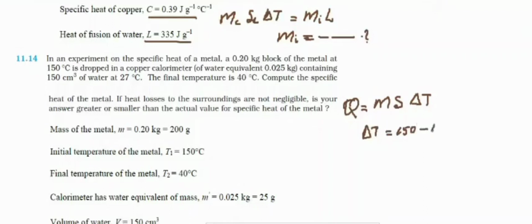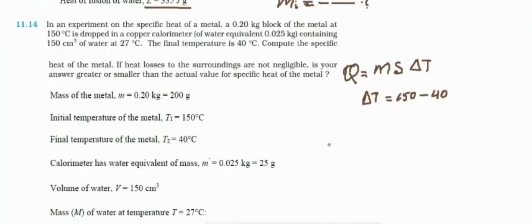Now the final temperature settled is 40 degrees Celsius. So it is 110 degree Celsius. Now water will absorb this heat. So what do you have to do? Here the heat absorbed by the water, Q, is equal to the mass of water plus the mass of water equivalent of the calorimeter together, into specific heat of water, into change in temperature of water, delta T.